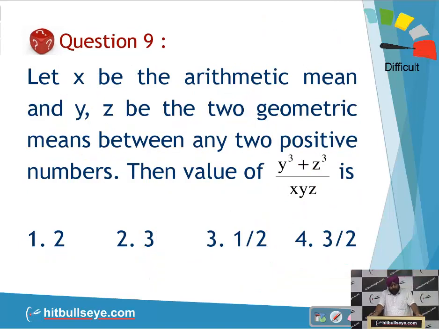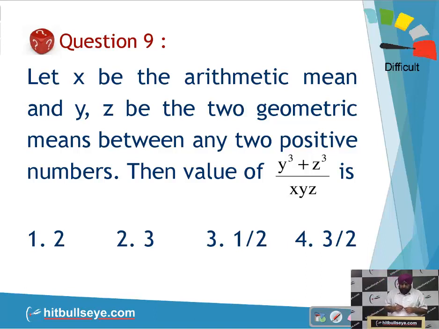Let x be the arithmetic mean and y, z be the two geometric means between any two positive numbers, then find the value of (y cube plus z cube) upon xyz. This is the sort of problem students leave at the first instant because it's not everybody's cup of tea. Now let us see the fan solution of this problem. We go directly to the fan solution.